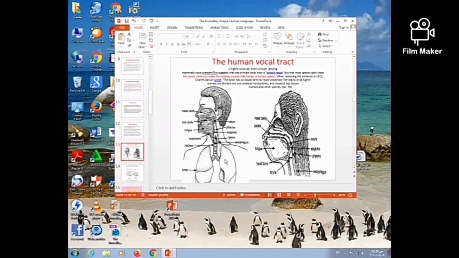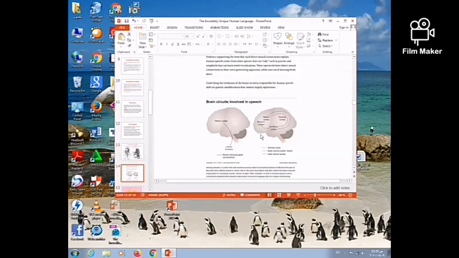Let's go to another image. This is the human brain circuits. Look at this. Here we have the language areas. We have Broca's region, which is responsible for speech production in the frontal lobe, and then at the back we have Wernicke's area, which is responsible for the processing and understanding of speech. And of course, there are neural connections between them.